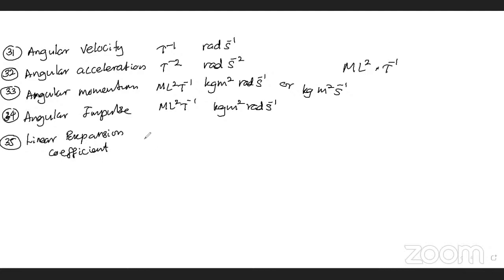Linear expansion coefficient. It is the length change divided by the initial length and the temperature change. The length change has dimension L, so divide by the initial length L and by the temperature change, which has dimension theta. The L's cancel, so it becomes theta minus 1. So the dimension of the coefficient is theta minus 1 only.